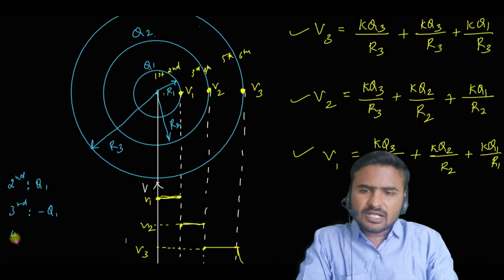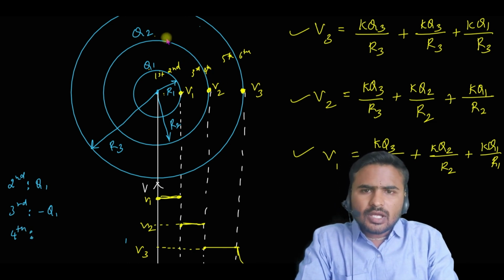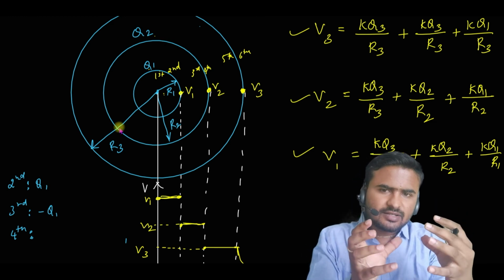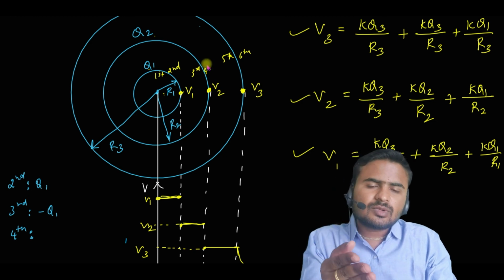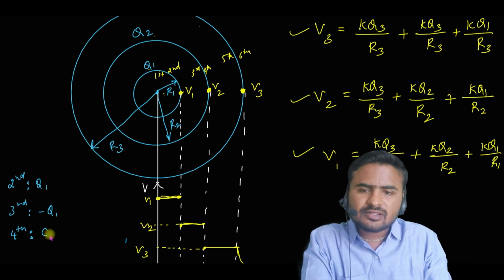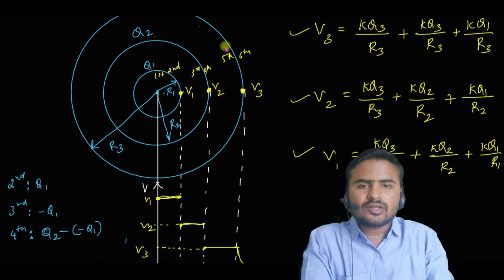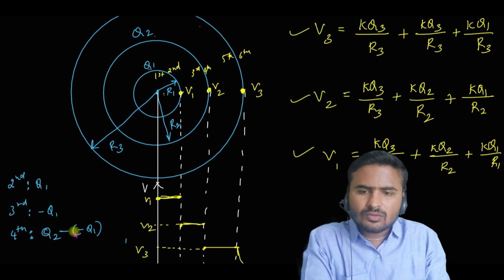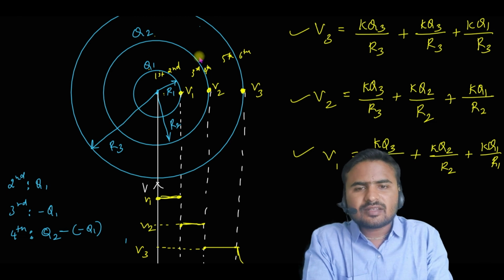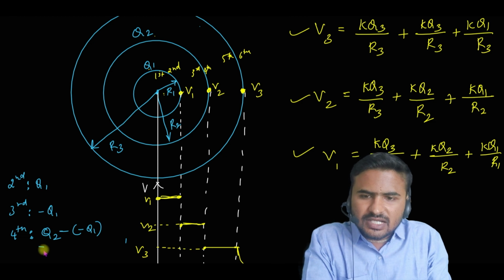Alright, so how much charge is going to be present on the fourth surface? If you look at the fourth surface, the charge on the second spherical shell is q2. In that, minus q1 is already present on the inner surface. So the remaining charge will be q2 minus the charge present on the inner surface of the second shell, that is the third surface, which is minus q1, right? So the charge on the fourth surface will be q2 plus q1.